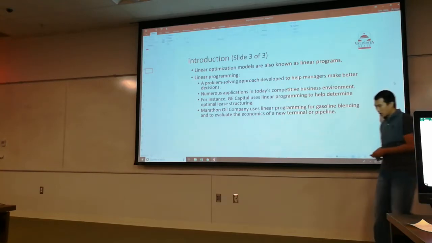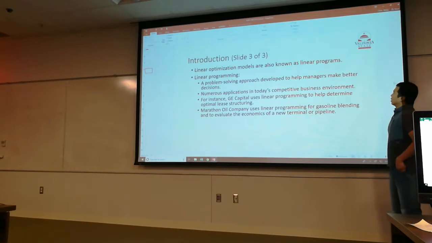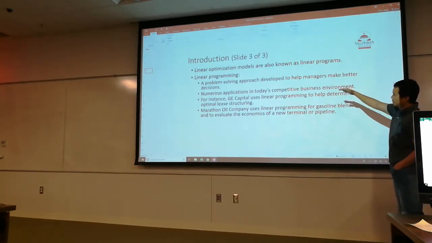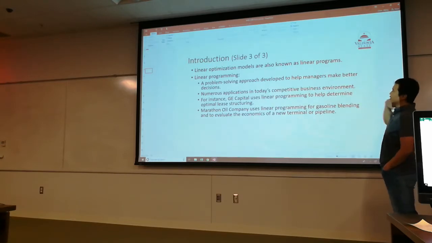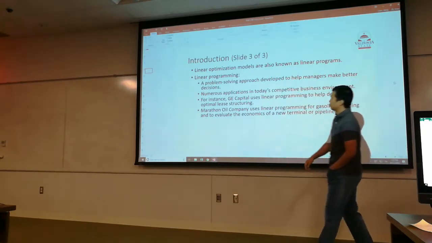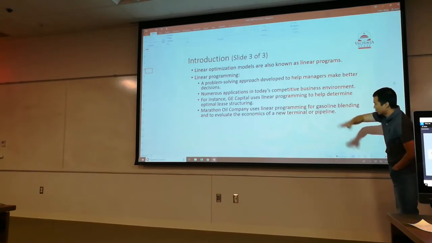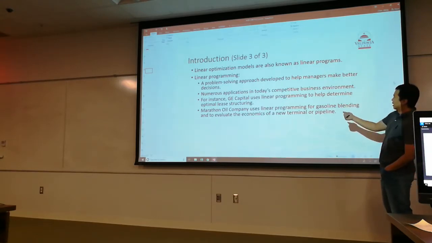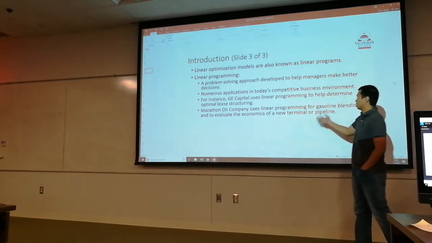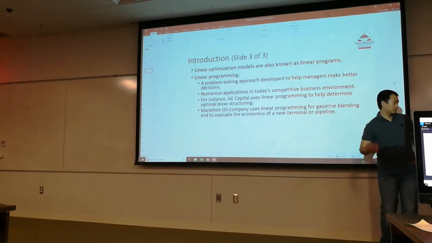So the linear optimization model is called linear programming. So making better decisions, okay, we already discussed that. As for real applications, GE Capital uses linear programming to help determine optimal lease structuring, and the oil company Marathon Oil Company uses this programming for gas blending and to evaluate the economics of a new terminal or pipeline. So there are a lot of real applications.